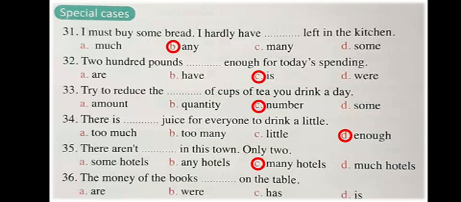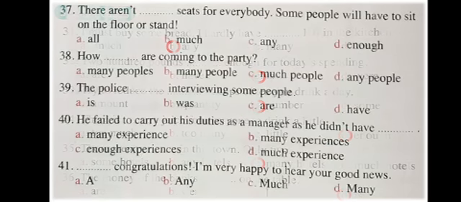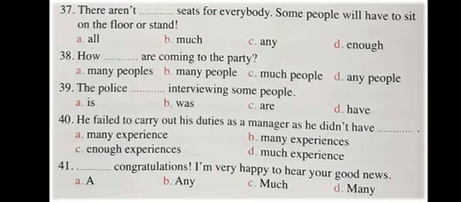36. The money of the box space on the table. أنا بتكلم عن money مش البوكس. يبقى is on the table. Not are, not were, not has. 37. There aren't space seats for everybody. Some people will have to sit on the floor or stand. All, much, any, enough. There aren't enough seats for everybody.